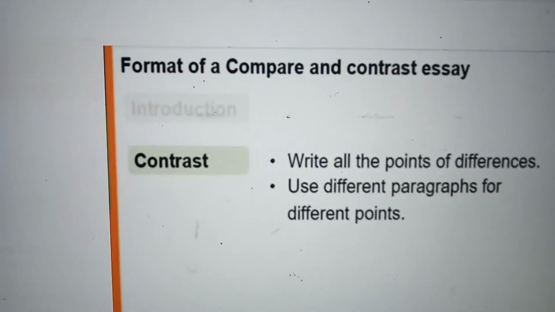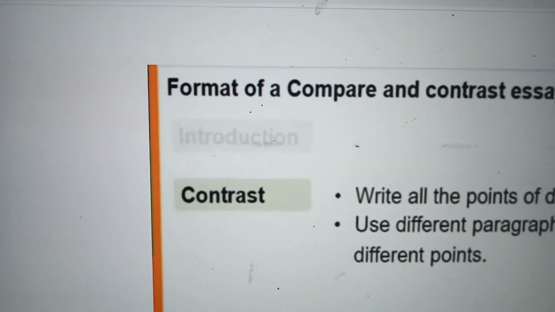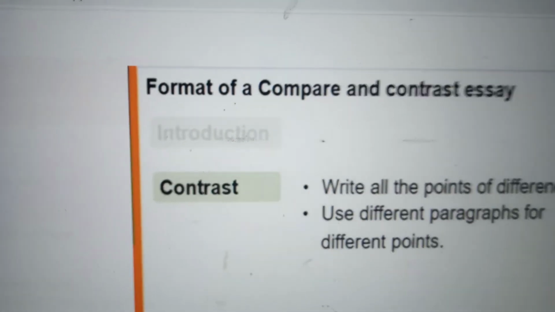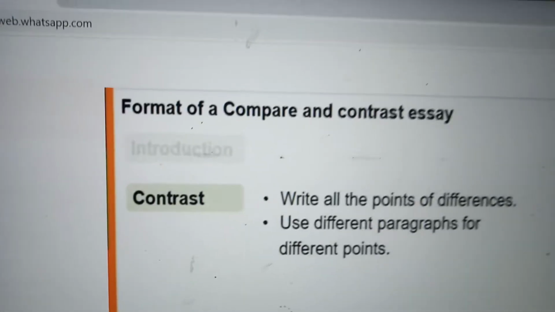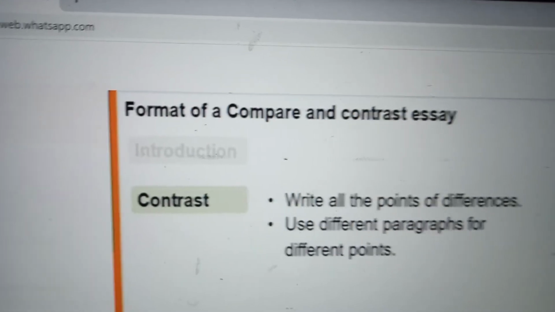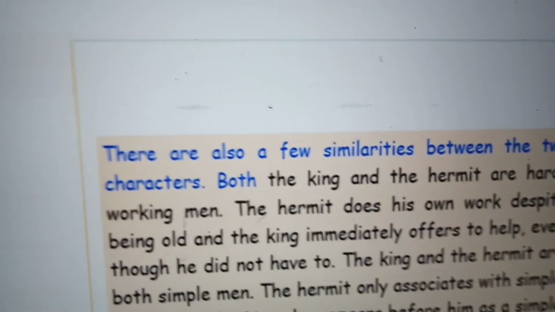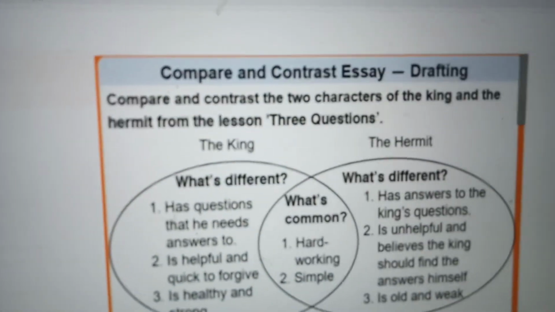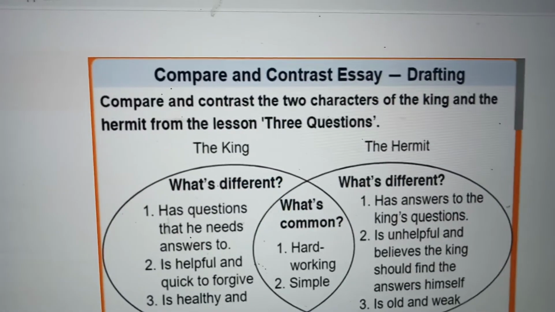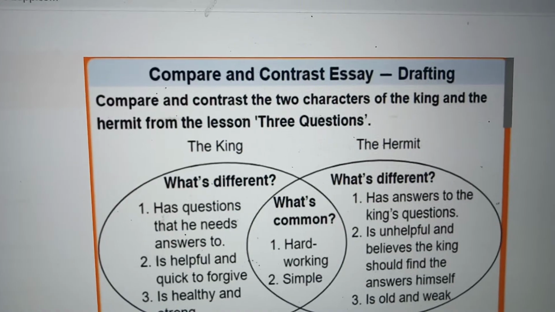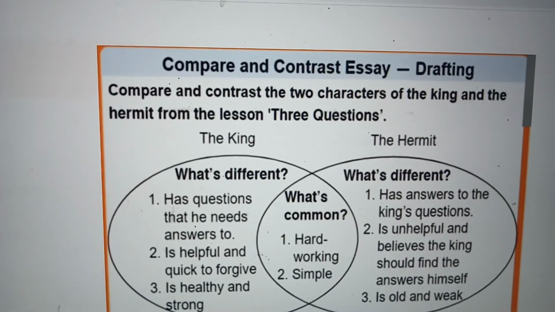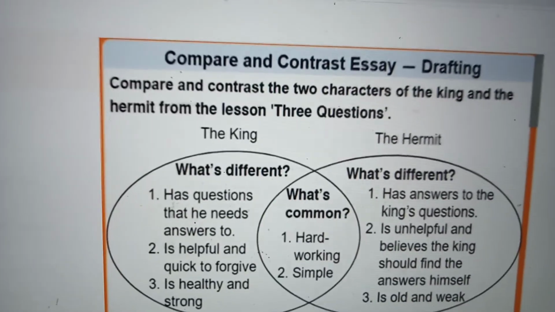Okay, the format for a compare and contrast essay: first one is introduction, next one is contrast. That is the difference. Write all the points of differences. Use different paragraphs for different points. Next is similarities. You have to write the similarities. Then what is common in between, everything you have to bring out. After the ideating, you have to bring out the drafting.